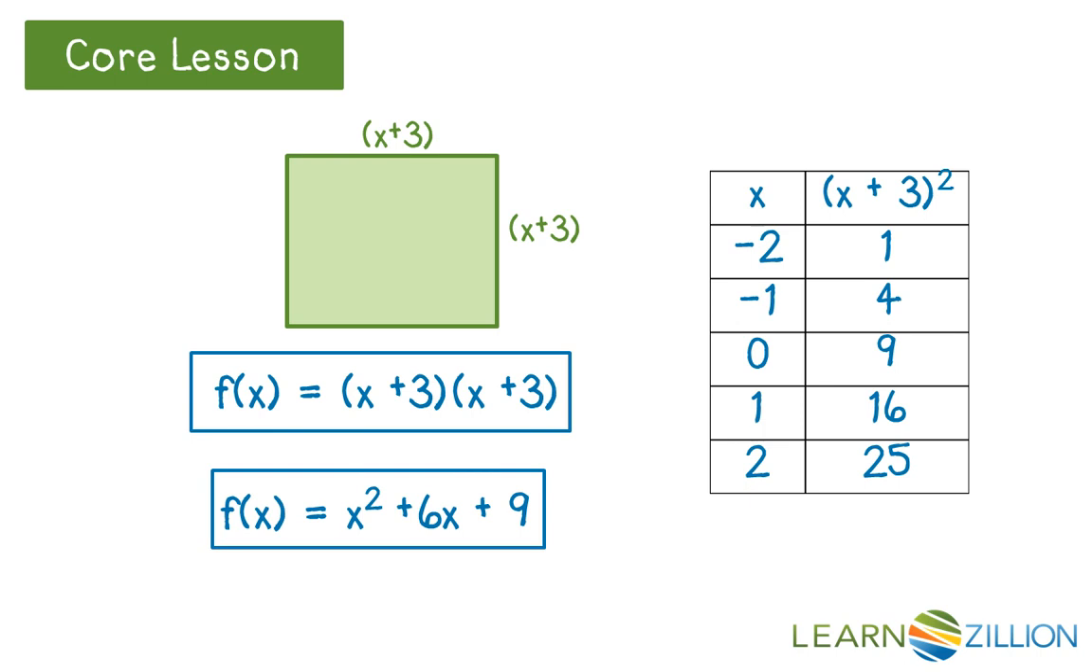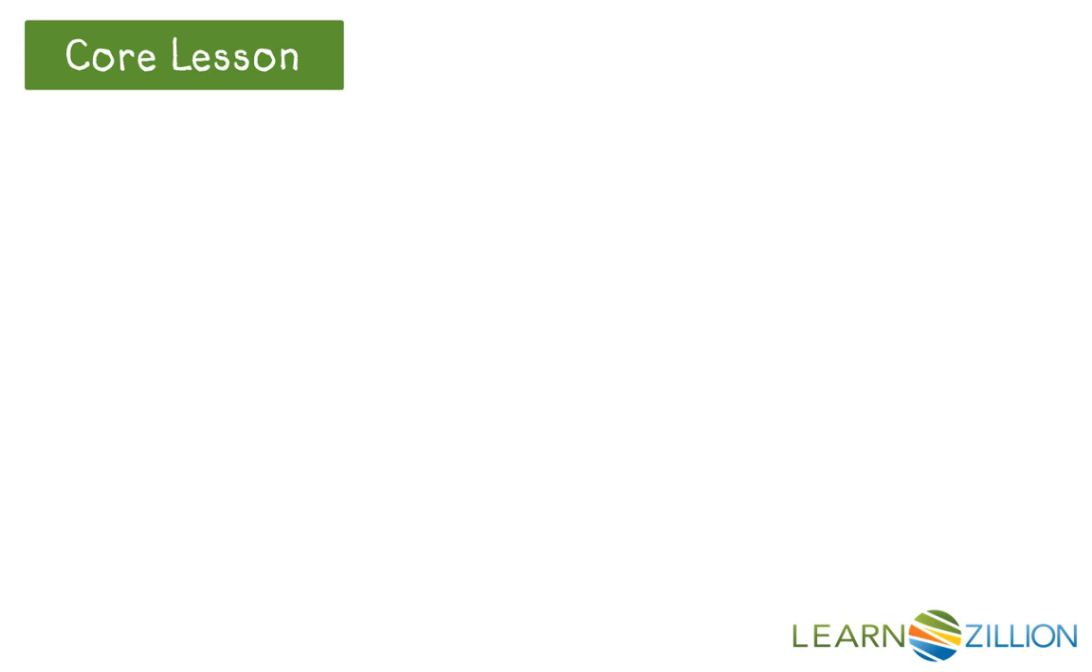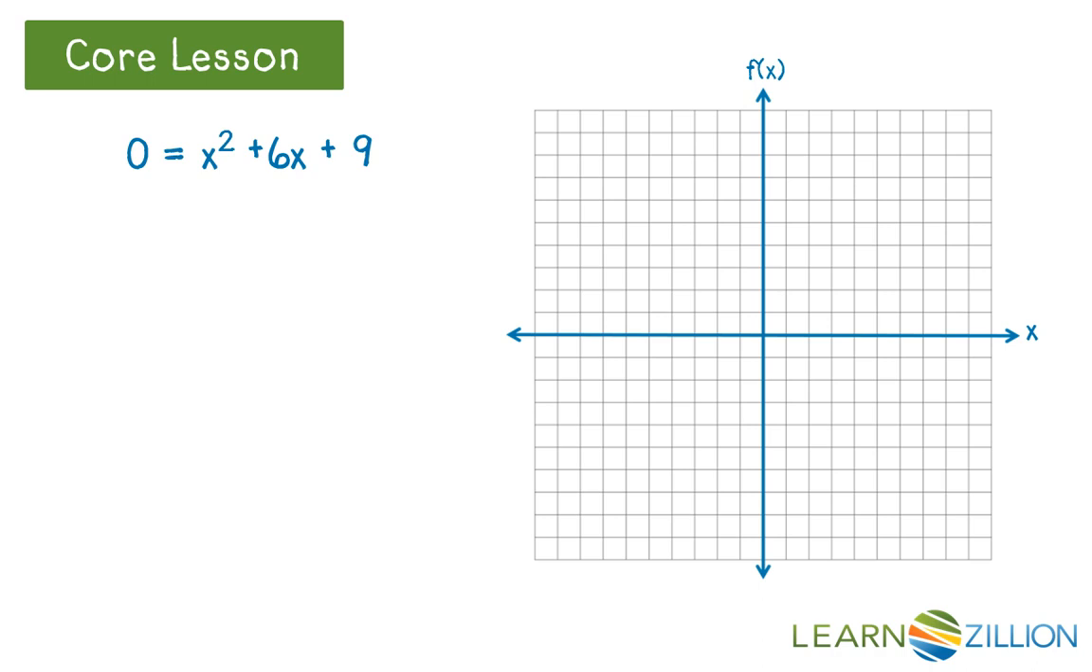How can we make the graph from just a few key points instead of a guess and check type approach using a long table of values? We know that the x-intercepts are where the function f of x equals 0. So now we set x squared plus 6x plus 9 to 0 and solve for x. Looks a bit more complicated than just f of x equals x squared.